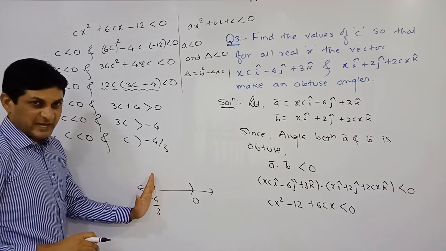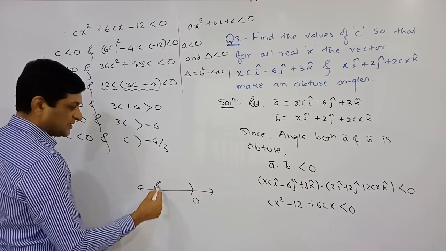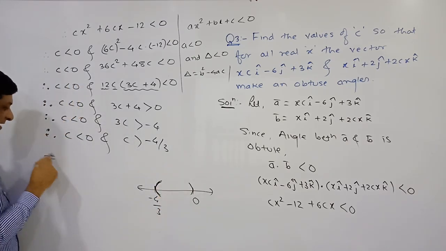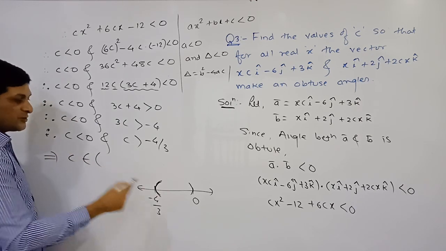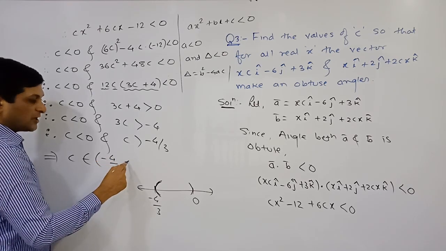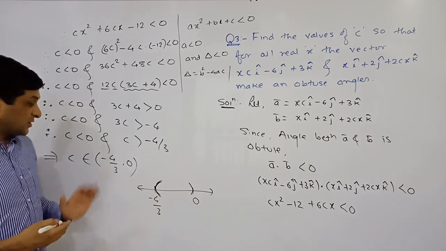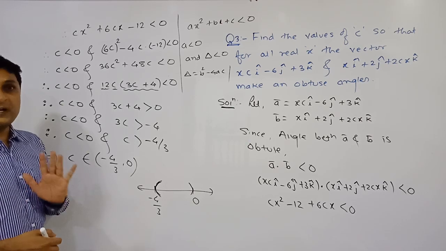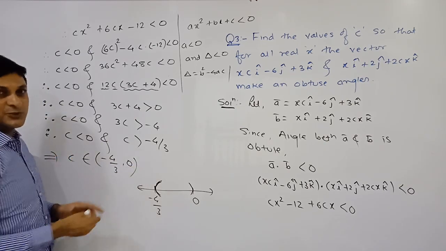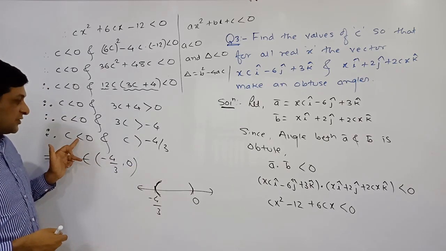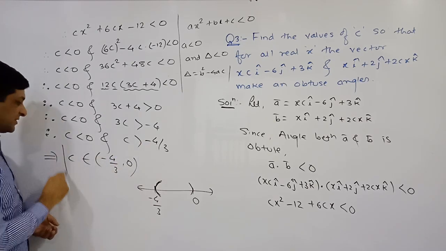C is greater than minus 4 by 3 means the greater number is always on the right hand side, so c is greater than minus 4 by 3. It is given to us. If we combine these two results, we can say that c belongs to the interval from minus 4 by 3 to 0. Means c takes the values in between minus 4 by 3 and 0, excluding them. This notation is called an open interval. Open interval means c takes the values in between these two numbers, excluding these two numbers. So 0 is not included and minus 4 by 3 is also not included.